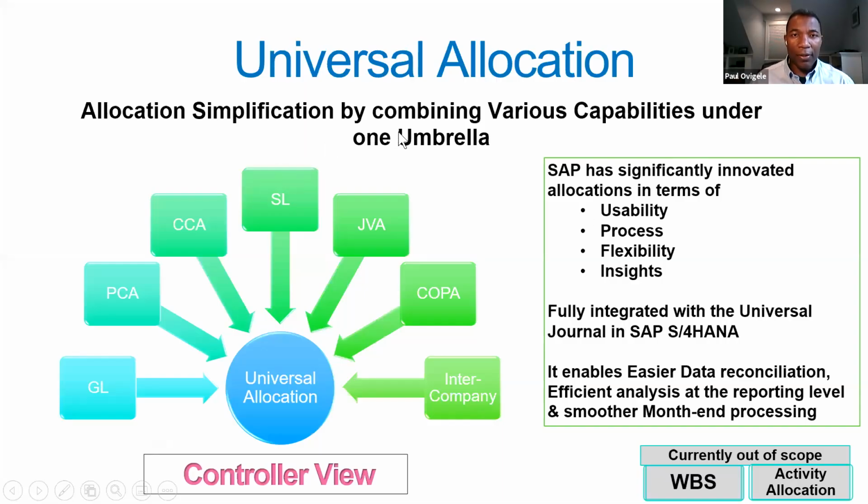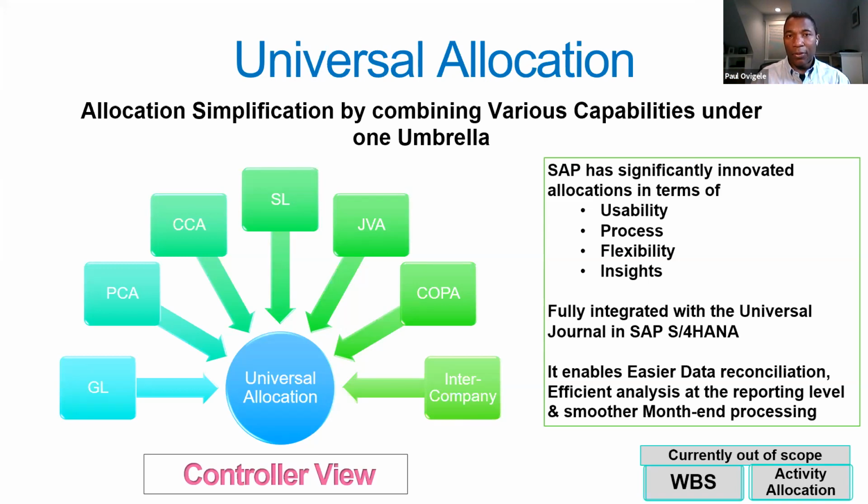First of all, it combines various capabilities under one umbrella. You have modules like general ledger accounting, profit center accounting, cost center accounting, special ledger, joint venture, COPA, all these different things that in ECC had their own transactions, right? In fact, multiple transactions. I have another slide that points that out. They are all combined into this universal allocation. And for those of you who know the Universal Journal, you can see there's a theme here, right? There's a theme from having these disparate tables or processes all converging into one universal harmonized platform.